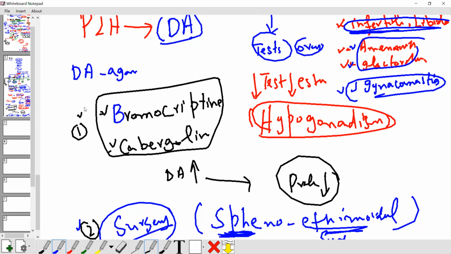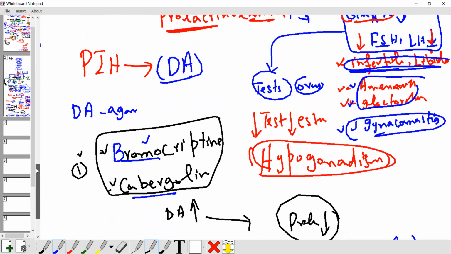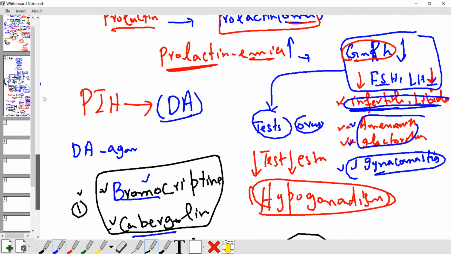Otherwise, the patient can easily become blind. Bitemporal hemianopia: the pituitary tumor damages the optic nerve. The medical therapy is bromocriptine and cabergoline. Understand this about prolactinoma? Any unclear points? Bromocriptine and cabergoline we use for prolactinoma, hyperprolactinemia.